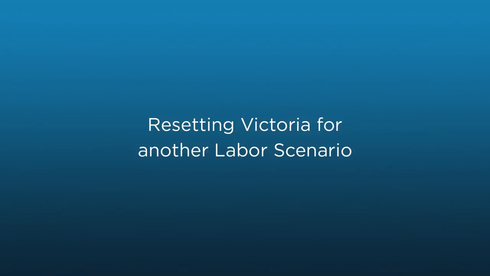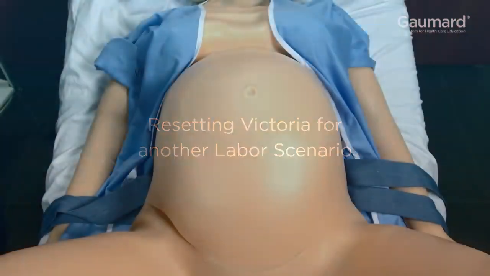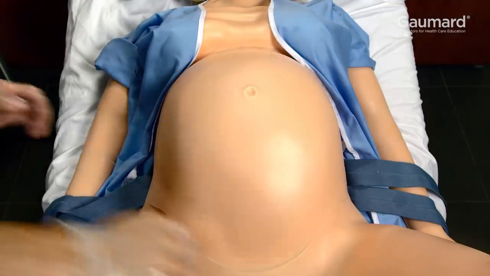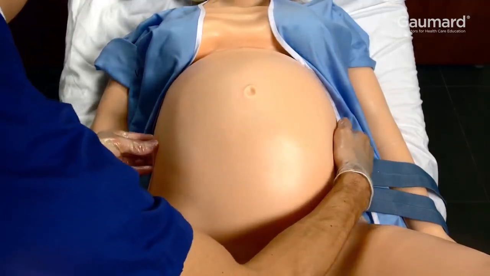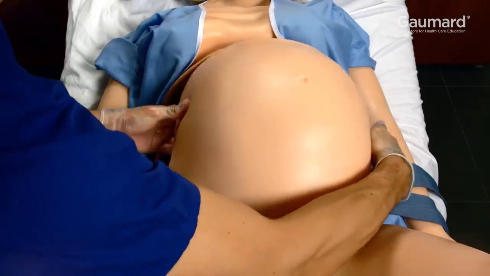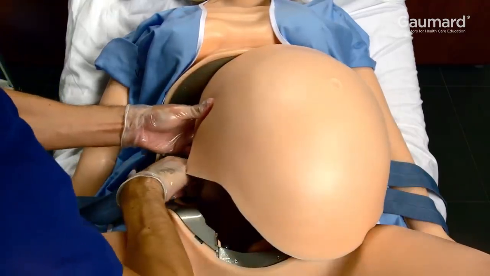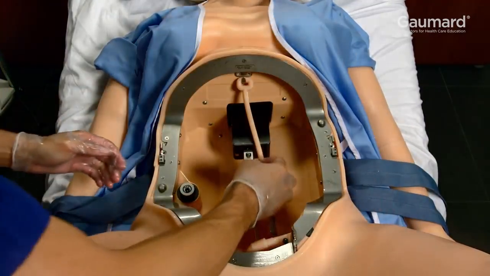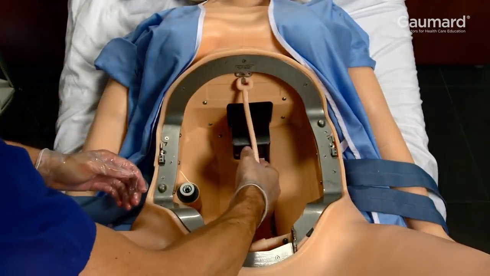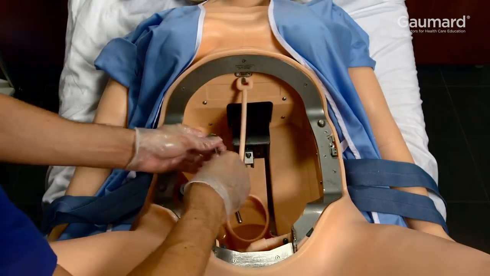Once the scenario has ended, resetting for the next scenario is easy. Do not attempt to lift the contractions cover without first releasing both latches. Press the release latch and gently lift the cover enough to disconnect the data cable. Then remove the cover. Remove the birthing rod from the motor by pressing the lever, and remove the birthing ring from the retaining hook.